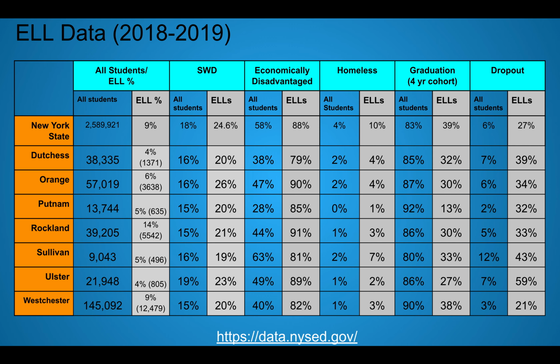I think it is really important to take a look at the graduation and dropout rates as well. Our graduation rates for the four-year cohort for ELLs is much lower, significantly lower in many of our counties compared to all students, and that's definitely something that we need to address. And then along with that, our dropout rate for ELLs is significantly higher than it is for all students. So these are things that districts really need to pay attention to.